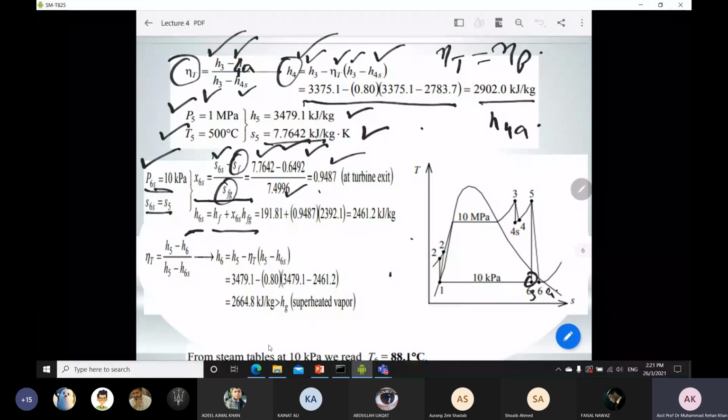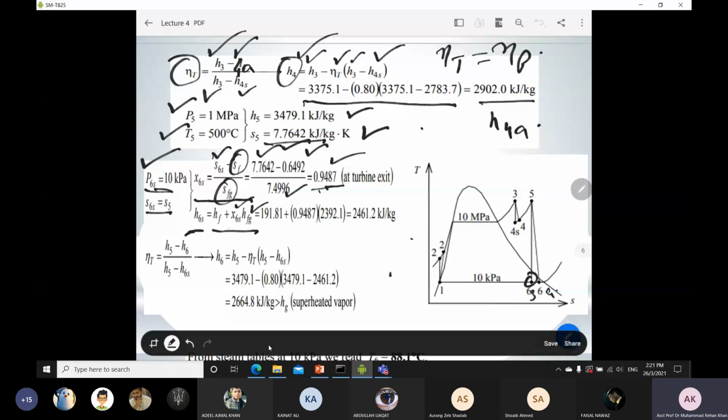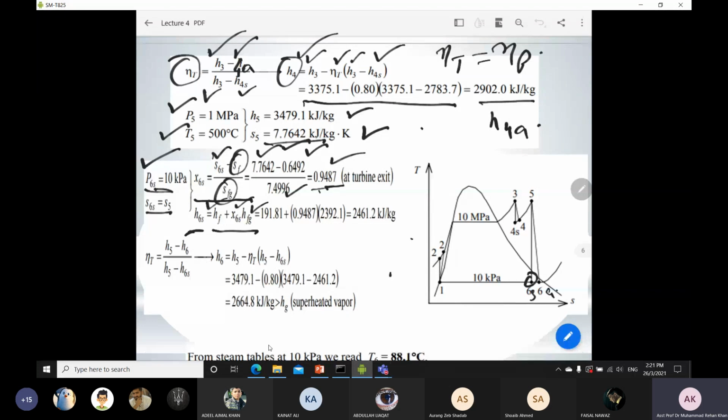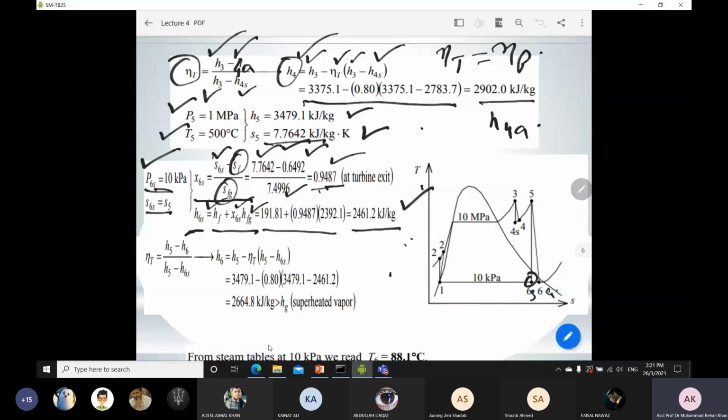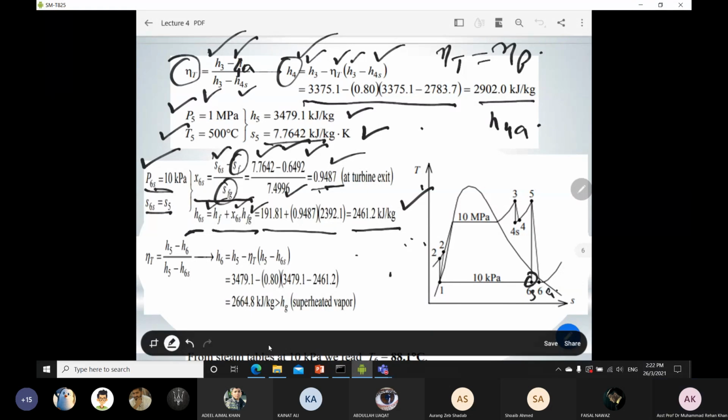Again, using the same equation, you put in all the values. This is given from your previous state. This you can find from the table by using the 10 kilopascal data, and you can plug in all the values. You can find H6S easily too. So there will be no difficulty up to this point. Now coming towards state number 6A.